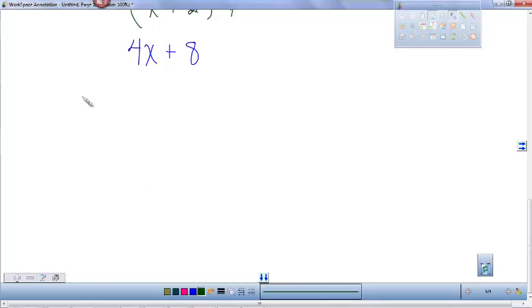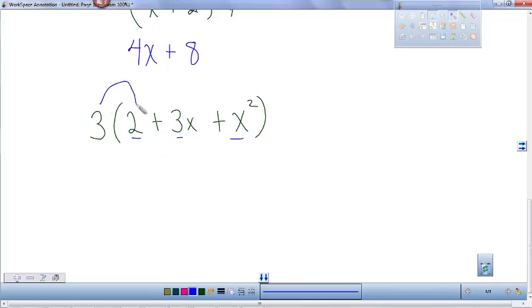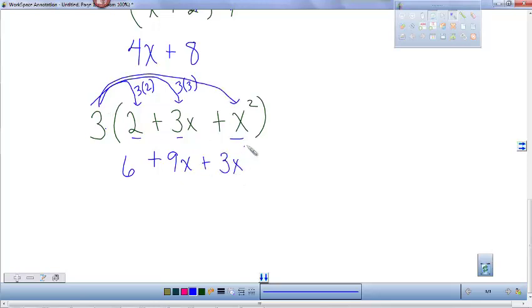Some other things that happen, like if you have 3 times (2 + 3x + x squared). Now you have three terms, 1, 2, 3, but you multiply. So you do this, 3 times 2, so that's 6. 3 times 3x is 9x. 3 times x squared is going to be 3x squared. This one is finished. We cannot add. This is it. This is my answer. Okay, because we have x squared, x, and no x.